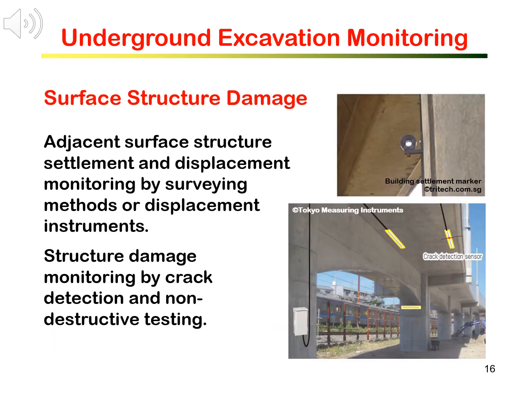Ground surface settlement can cause surface structure movement and damage. Settlement and displacement of adjacent surface structures can be measured by common survey methods, or can be monitored by displacement instruments. Structure damage is mainly represented by cracking and is monitored by crack detection and measurements. For non-visible damage, non-destructive testing methods can be used.